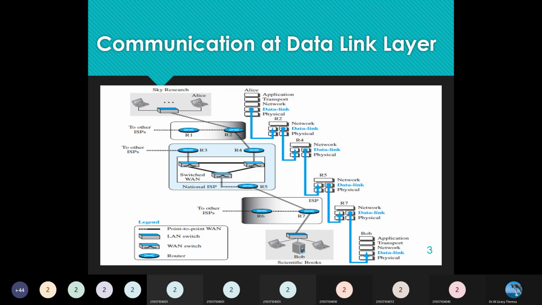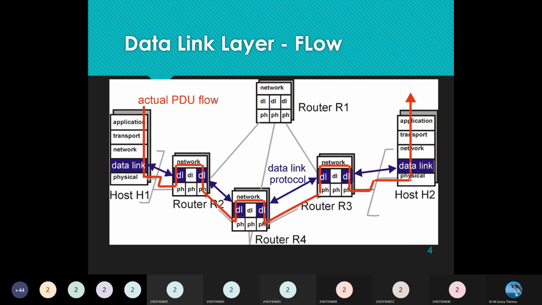There are also different gateways. So in between, various functionalities and components work for the transmission of the data packet between Alice and Bob. Okay, so this is how the data link layer flow goes. In short, this is the structural diagram of the flow: from host H1 to host H2, with the help of routers R2, R4 and R3, this is how the data flows.